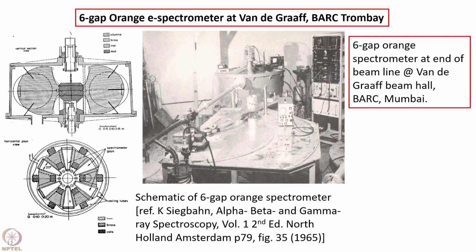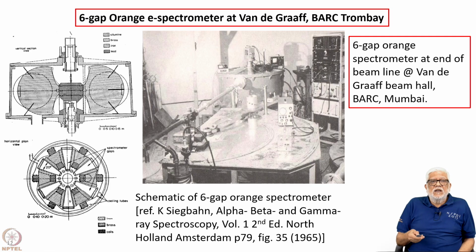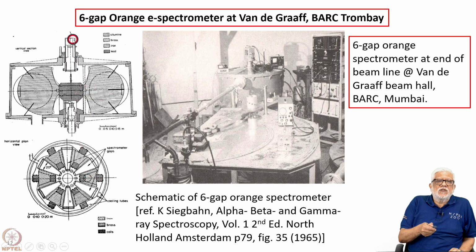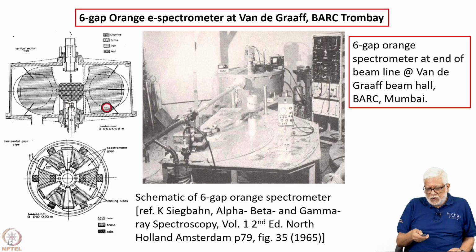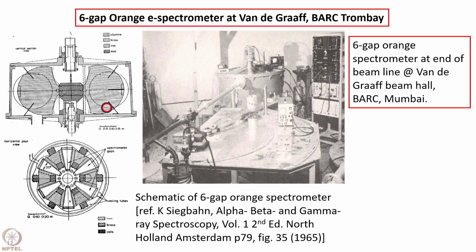So this is a better view of that, same picture, but then it shows a detail of the 6 gap orange spectrometer. So you have these 6 gaps. This is taken from this reference of Sigban. This is a top view of the spectrometer. This is a side view of the spectrometer. So electrons come in from somewhere here, they get bent and they get focused onto a detector here, which can be a plastic scintillator, or you can have even a silicon detector there, it depends.